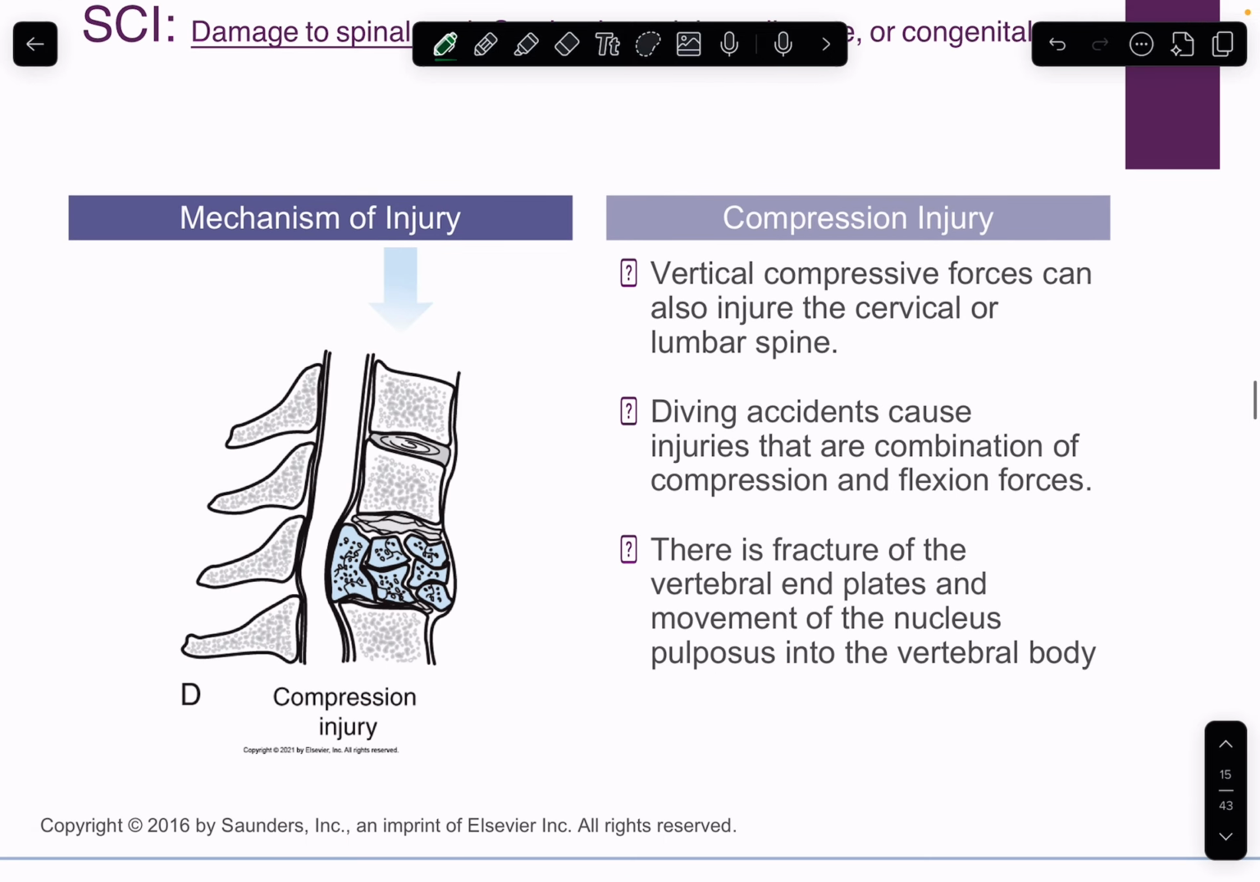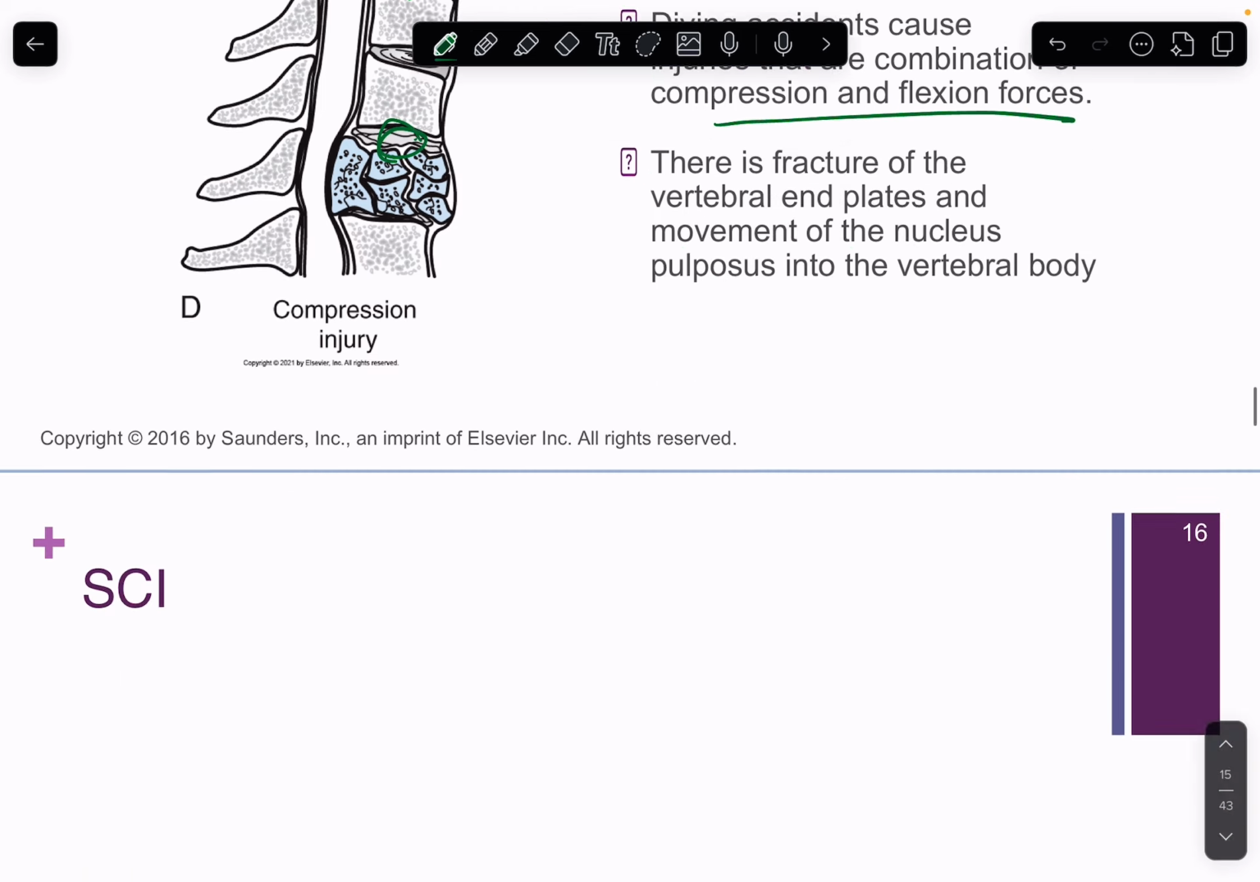Another one is a compression injury. With the compression injury, it's a vertical compressive force that can injure the cervical or lumbar spine. Just like diving accidents, it can cause injury with a combination of compression and some flexion forces. There is a fracture of the vertebral end plates and movement of the nucleus pulposus into the vertebral body. The nucleus pulposus will go inside the vertebral body.